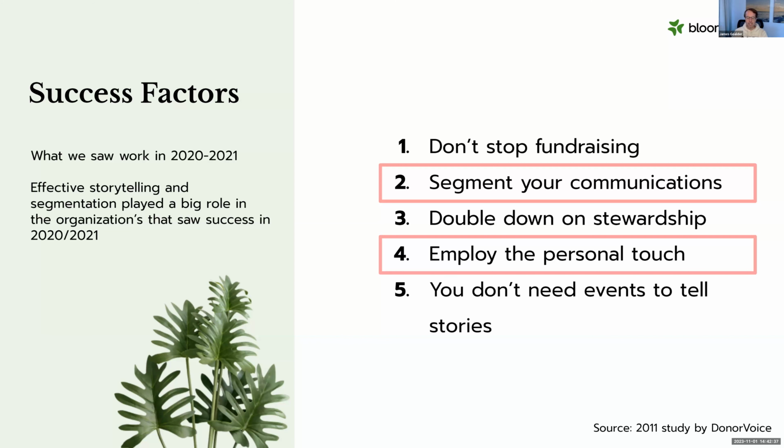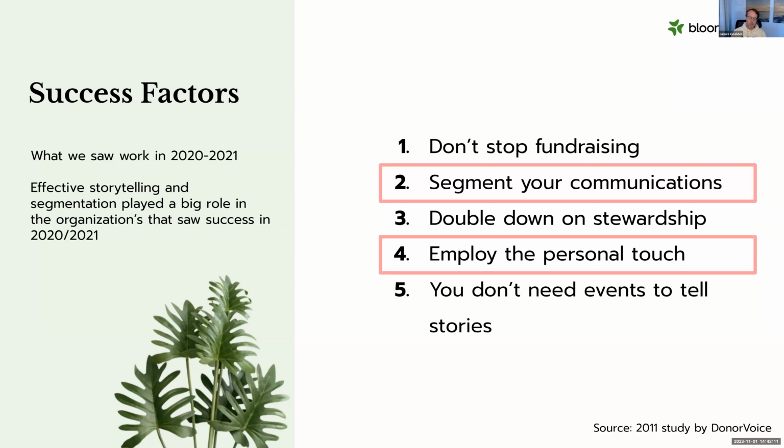But we did have organizations that tried to stay in front of their donors during that time as well. And they said, hey, we don't know what's going on. We don't know what's happening. We don't know what's going to happen next, but we need your help. So we at Bloomerang looked at those two groups, compared their fundraising in 2020 versus 2019. And we found that the organizations that did appeal and that did tell those stories, their fundraising went up. The organizations that did not, their fundraising went down.